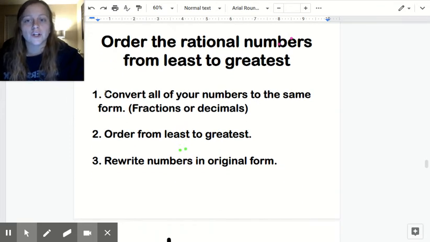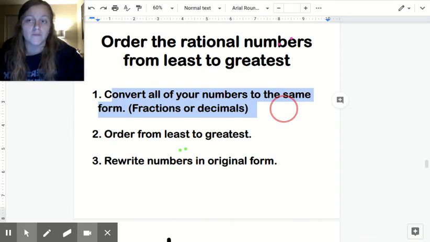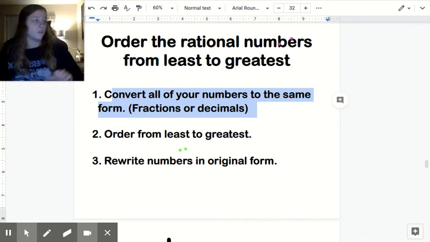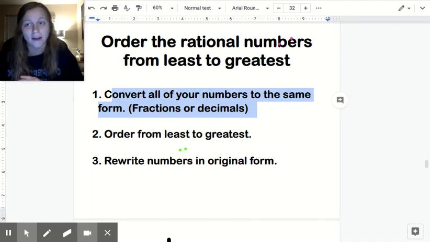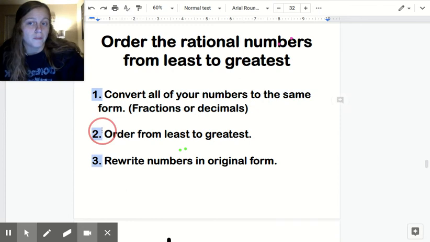So first, you're going to convert all of your numbers to the same form. So either make them all fractions or make them all decimals, just like we did in the example where we reviewed. So personally, I'm going to continue to make all of mine decimals because if you make them all fractions, you have to have common denominators in order to order them, which just seems like extra work to me. So for me, I'd rather just make them all decimals, which is what I'm going to do in all of my examples. But if you'd like, you can make them fractions with common denominators and then order them, up to you.